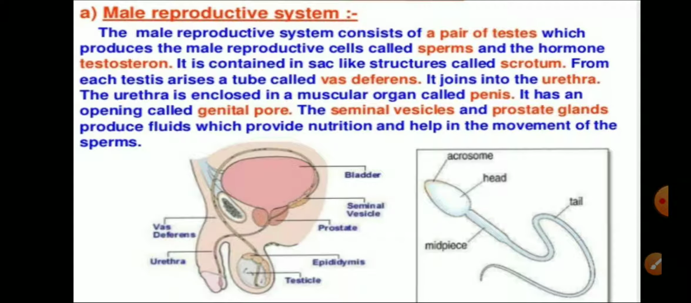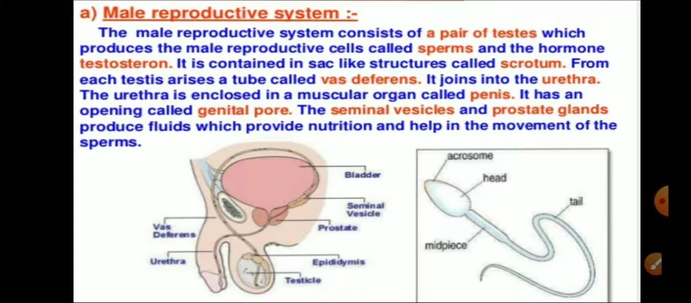Next we have reproduction in human beings. Let us start with the male reproductive system. The male reproductive system consists of a pair of testes which are located in a structure named the scrotum. The scrotum is located outside the male body, and it has a temperature 2 degrees Celsius less than the body temperature maintained inside the body. This low temperature is required for the formation of sperm, or spermiogenesis.